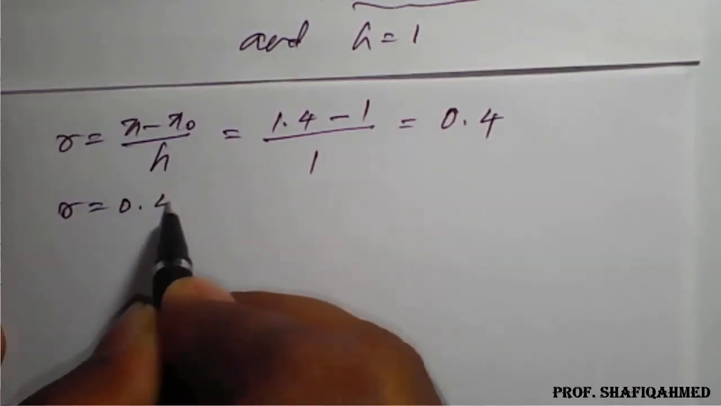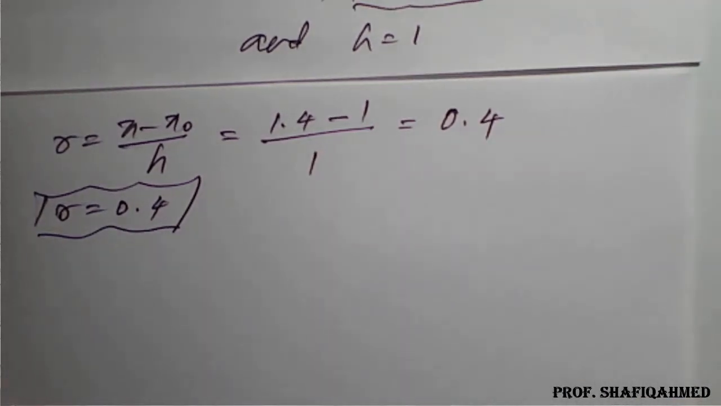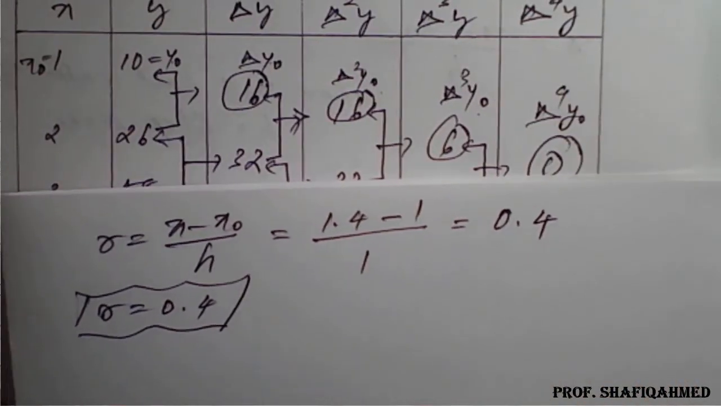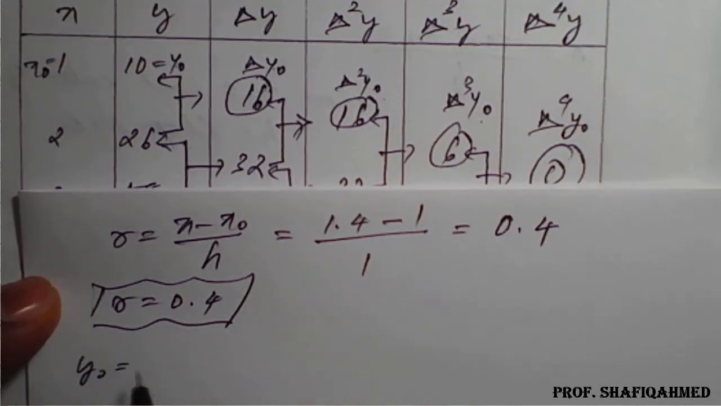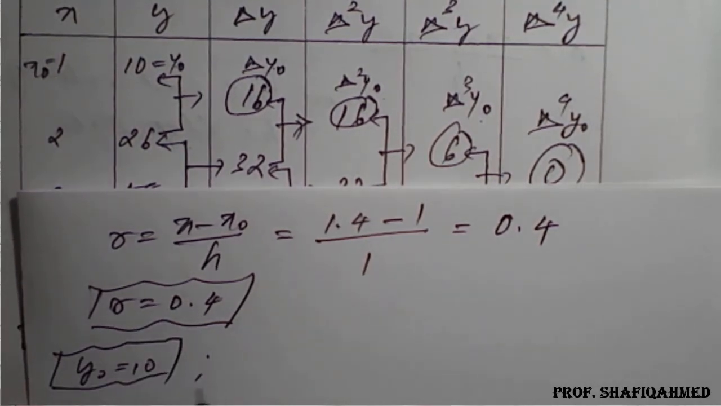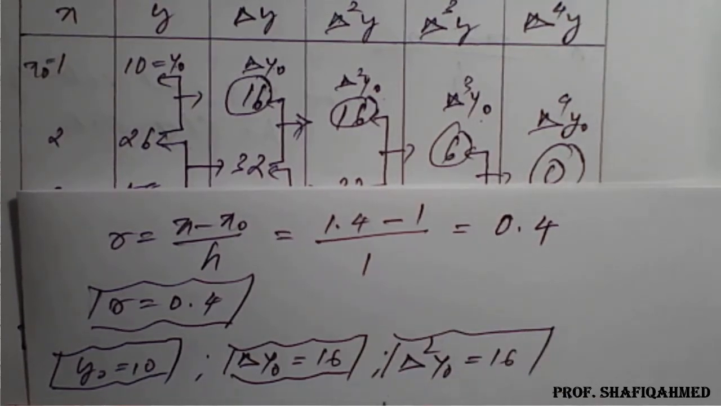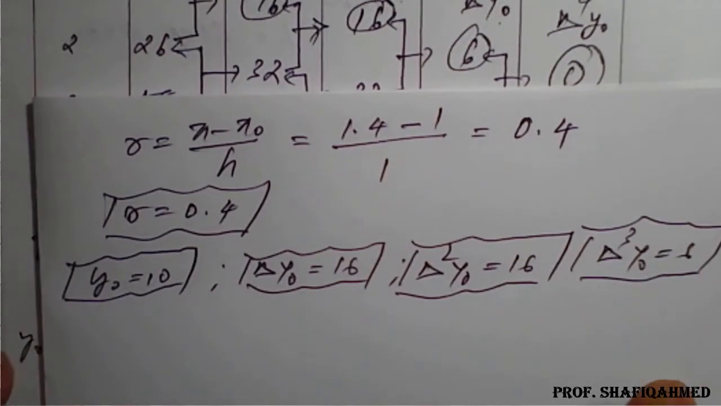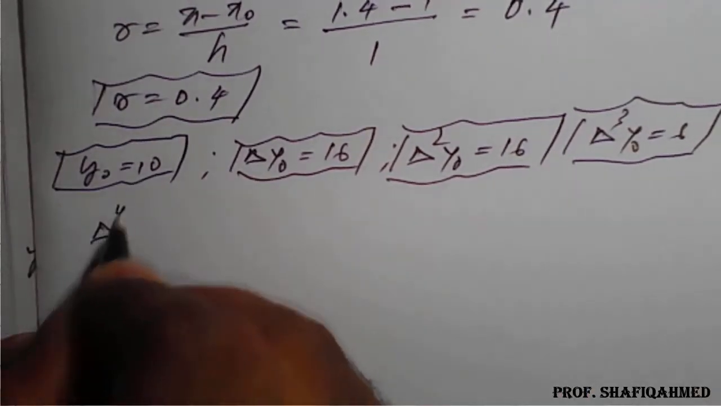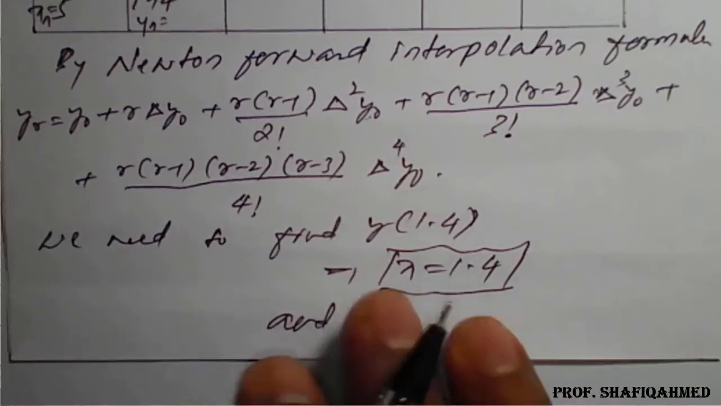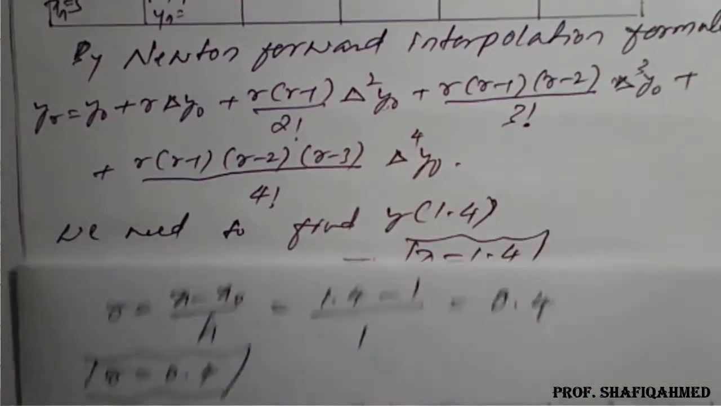So r is 0.4. With the help of all the values, I will recollect the values from the table. From the table I can collect y naught value is 10, delta of y naught value is 16, delta square of y naught value is 16, delta cube of y naught value is 6, and delta 4 of y naught is 0. I have just collected them. Now with the help of the formula, we need to replace all the values one by one.